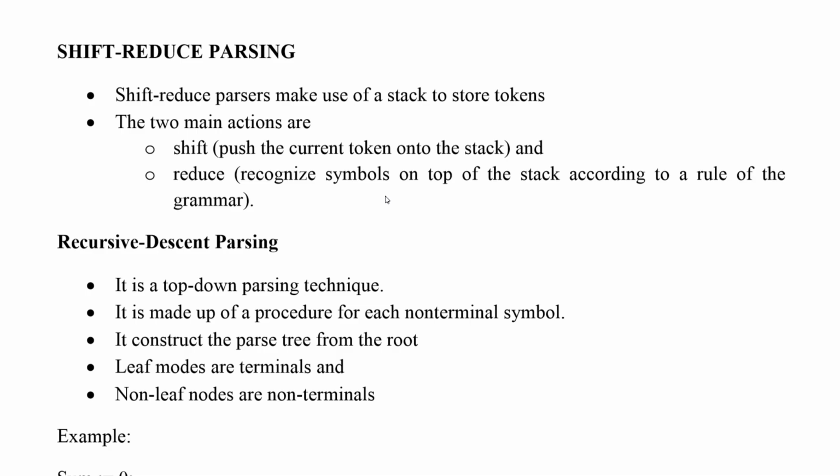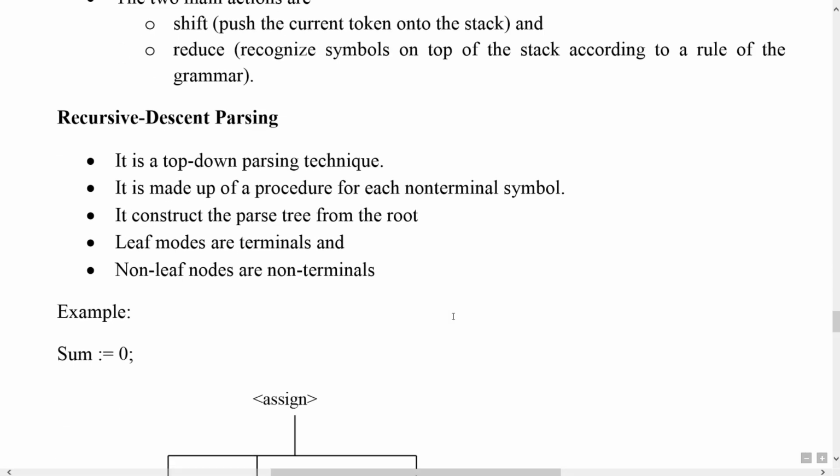The next one is recursive descent parsing. It is an example of a top-down parsing technique. Actually, a recursive descent parser is a set of procedures. Each procedure is meant for one non-terminal. Every non-terminal occurring in the grammar has an equivalent procedure. Here we are not going to discuss those procedures, but each non-terminal is represented with a procedure.